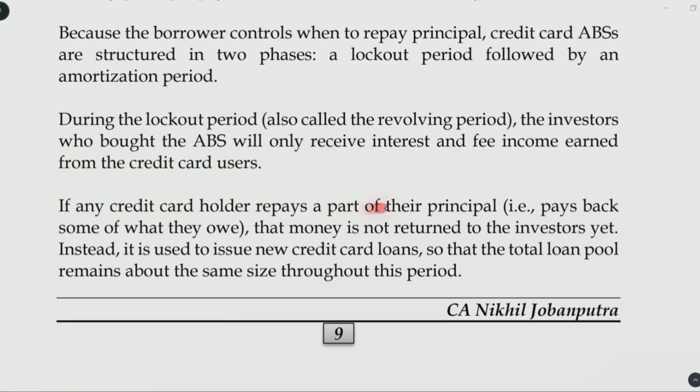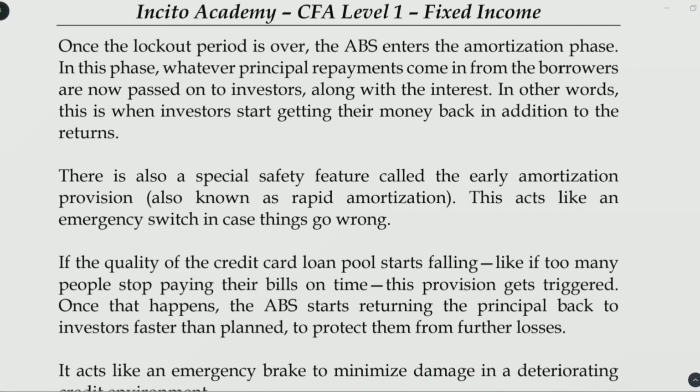If any credit card holder repays a part of their principal, that is pays back some of what they owe, that money is not returned to the investors yet. Instead, it is used to issue new credit card loans so that the total loan pool remains about the same size throughout this period. Further, once the lockout period is over, the ABS enters the amortization phase. In this phase, whatever principal repayments come in from borrowers are now passed on to investors along with interest. In other words, this is when investors start getting their money back in addition to returns.